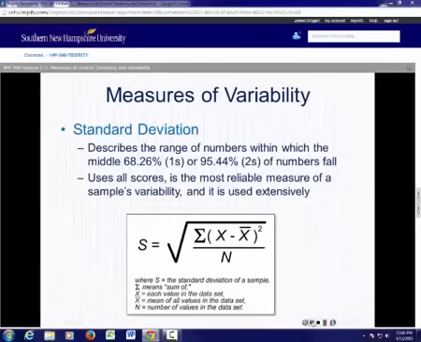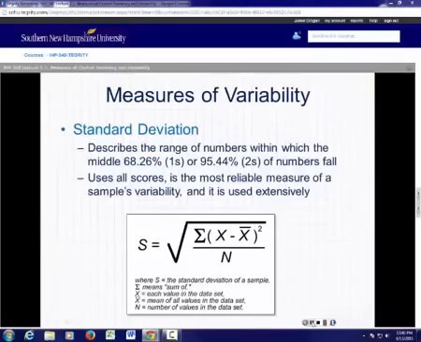And we'll talk about this in much more detail, but for now, know that the standard deviation uses all of the scores in the set of data. It's typically the most reliable measure of the sample's variability, and it's used very extensively. The formula for standard deviation is shown on your screen. S stands for standard deviation.